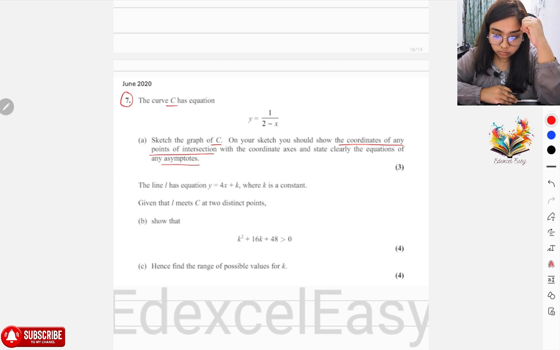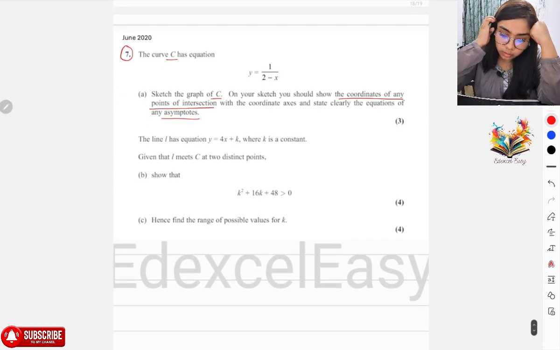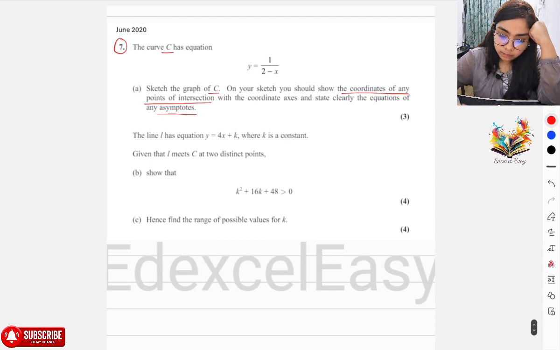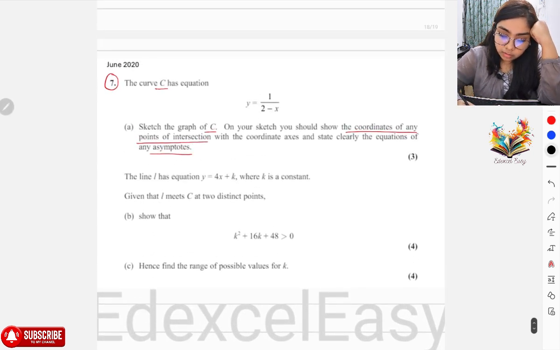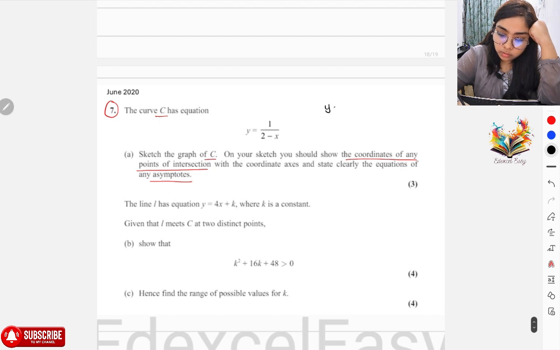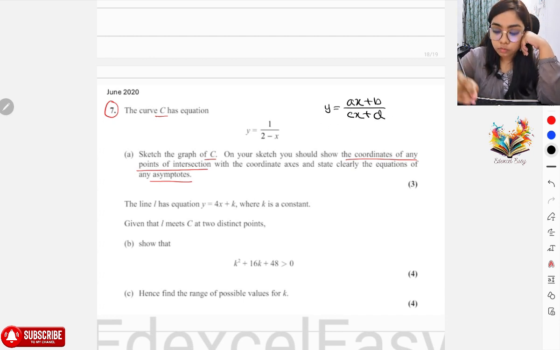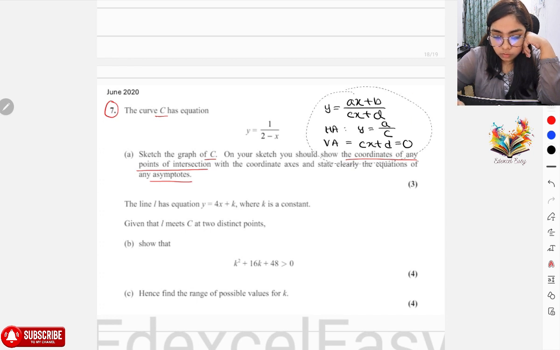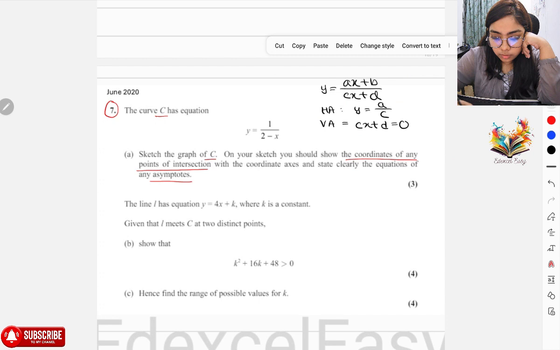Now for asymptote calculation, the equation should always be in this format: y = (ax + b) divided by (cx + d). The horizontal asymptote should be y = a by c, and the vertical asymptote should be cx + d = 0. HA represents horizontal asymptote, and VA represents vertical asymptote.